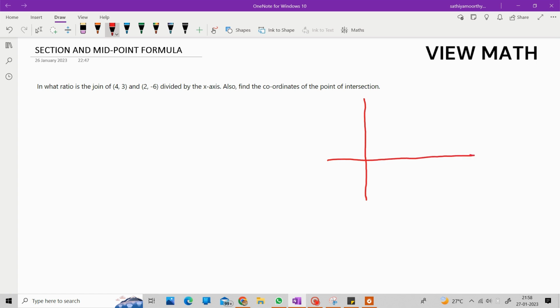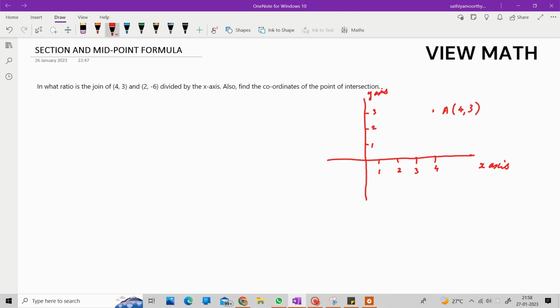Now (4, 3), approximately I'm plotting it. This is 4 and 3. 1, 2, 3 in the y-axis. This is the x-axis and this is my y-axis. Now (4, 3) I'm plotting: 1, 2, 3, this is 1, 2, 3, 4. Now (4, 3) is approximately at this point. Now A is (4, 3).